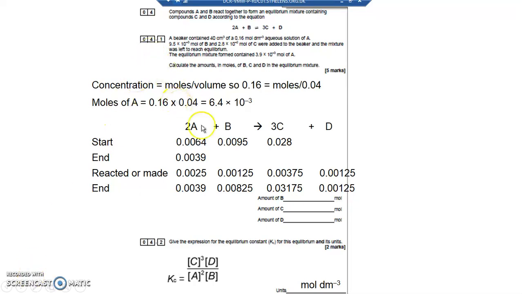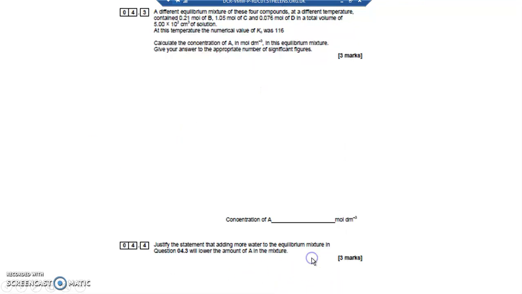Before I do question 4.2, I just want to point out the units of moles per decimeter cubed on 4.1 that I missed off in the last video. So I've got moles per decimeter cubed, moles divided by decimeter cubed, as a concentration. I've got 4 concentrations on the top and I've got 3 concentrations on the bottom. So 4 concentrations on the top divided by 3 concentrations on the bottom leaves 1 concentration on the top, 1 mole per decimeter cubed on the top.